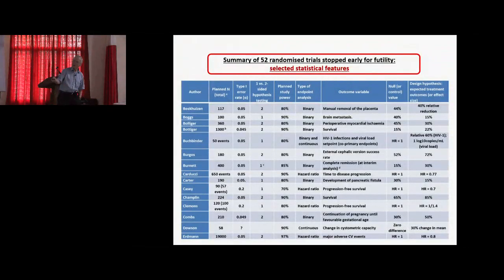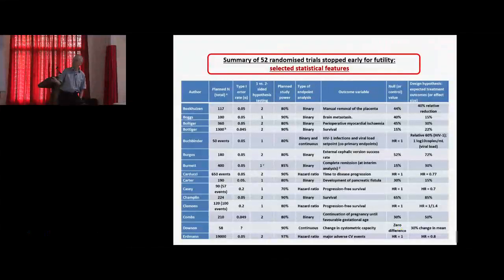And the sample size is, by the way, hugely variable. Look at this. What's the smallest one I can see? There's one down here with 58. I think that's not even the smallest one. And another one here with 1,300. So a big range of study sizes. What was the planned study power? What kind of endpoint did they have? Was it binary or a continuous one or a hazard ratio, for example? What was the outcome variable? And again, a huge range of clinical outcomes here: manual removal of the placenta, brain metastasis, ischemia, survival, HIV infection, viral load set points, and so on.